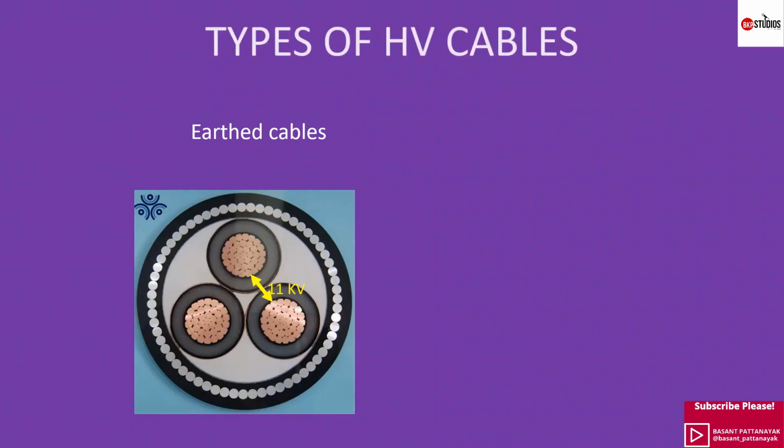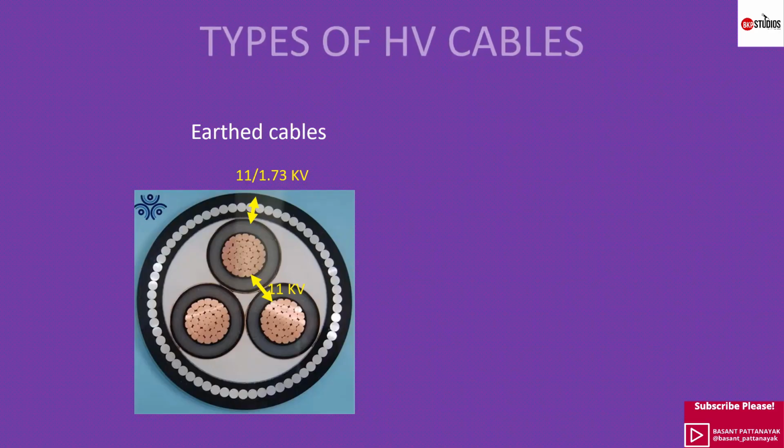But the insulation between line and ground, so the outer insulation and the cable insulation, will be based on 11 kV divided by 1.73, so that is based on the phase voltage. The phase voltage equals line voltage divided by root 3. So basically, the insulation between the phases will be thicker. The insulation between phase and outer covering will be thinner. This type of cable is called an earthed cable.